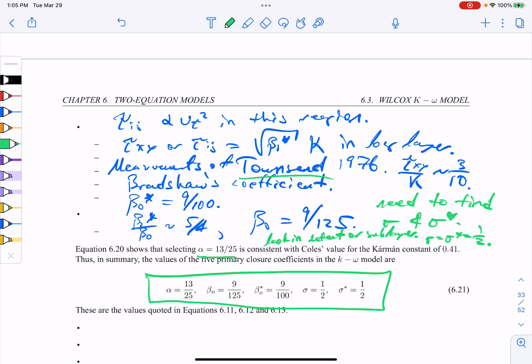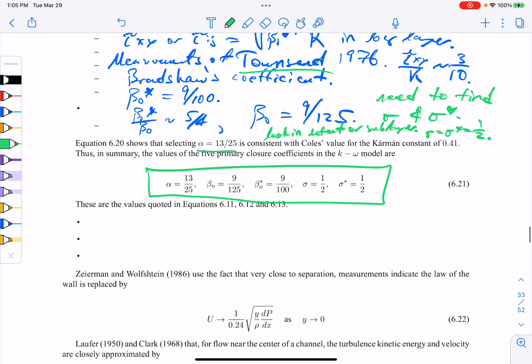And you might also say, well, what if I take this model and apply it to, say, free shear flows or wakes or backward-facing steps? Guess what? It doesn't work nearly as well. And why? Because these coefficients were chosen only based on these two simplified flows.